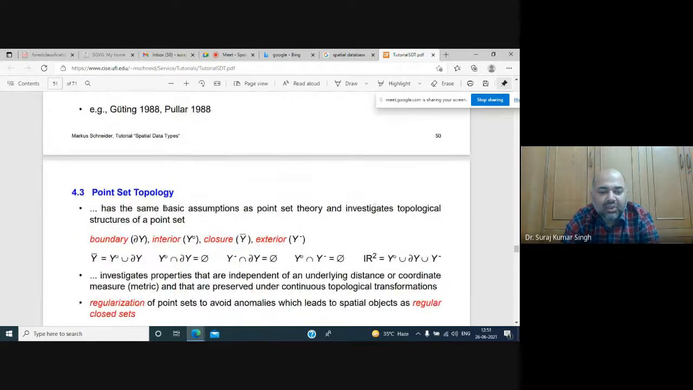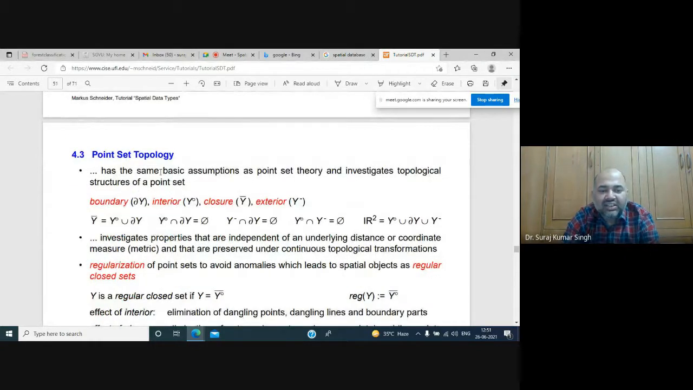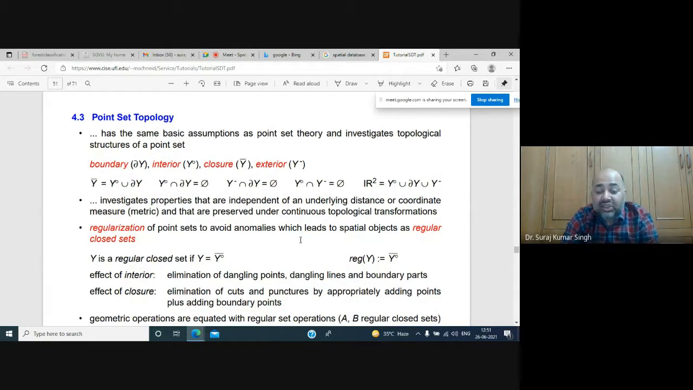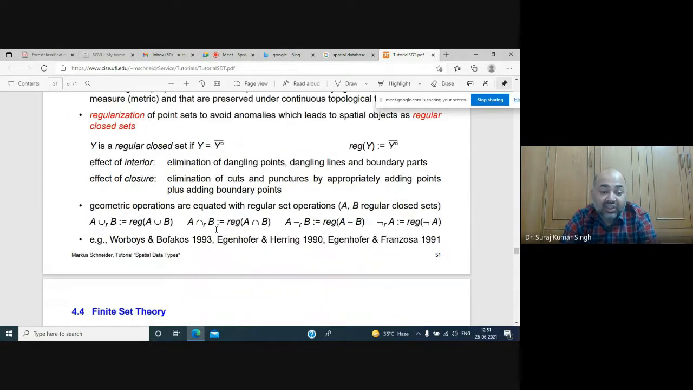Next is point set topology, which has the same basic assumption as point set theory and investigates the topological structure of point set data. It also investigates properties that are independent of an underlying distance or coordinate measure, that are preserved under continuous topological transformation. Regularization of point sets to avoid anomalies, which leads to spatial objects as regular closed sets. Then geometrical operations are equated with regular set operations.